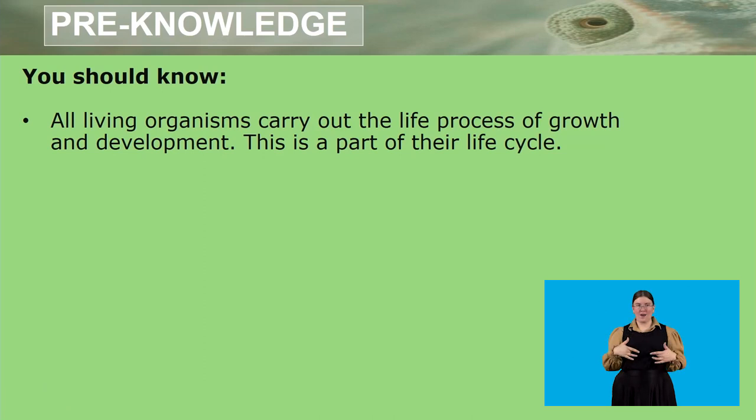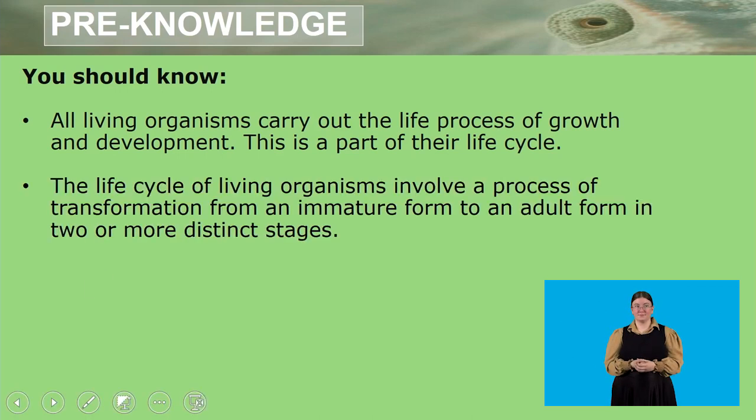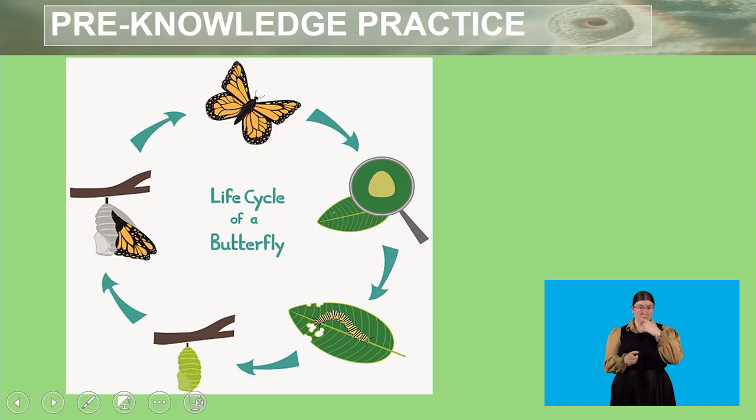So you should know that all living organisms carry out life processes of growth and development. This is part of their life cycle. The life cycle of living organisms involves a process of transformation from an immature form to an adult form in 2 or more distinct stages. To remind us what that means about life cycles and that all living organisms go through life cycles, we are going to look at the life cycle of a butterfly.